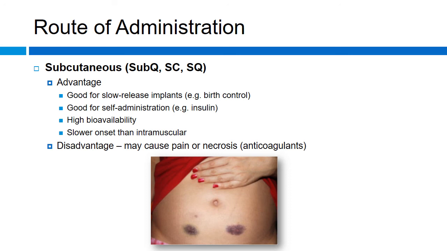Also, you can see some tissue necrosis that happens as well, especially with anticoagulants. Again, those are drugs that help to prevent blood clots from occurring, but they're doing the same thing in the subcutaneous tissue as well. So if you ever see someone who's on those injectable anticoagulants, you'll oftentimes see that in the abdomen.